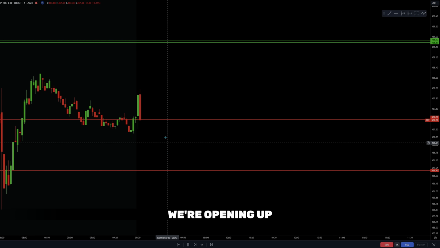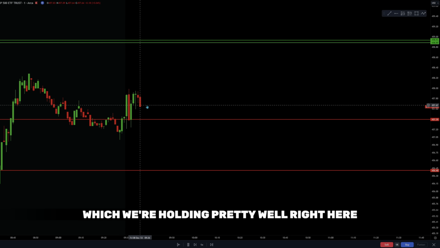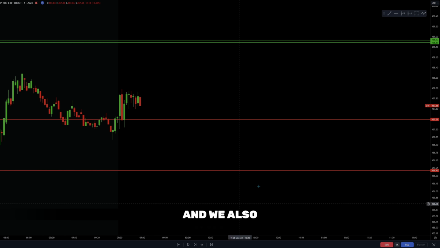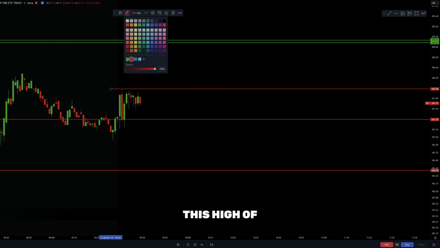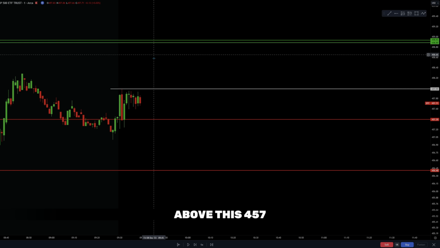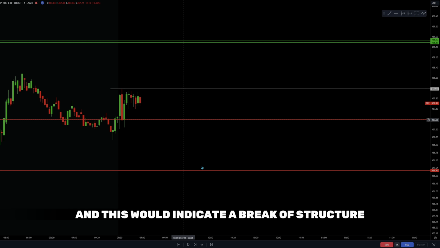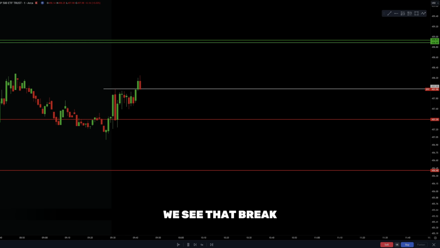So here we can see we're opening up on the stock. We're trying to hold this 457.39 level, which we're holding pretty well right here. And we also see this high of day. This high of day is currently being used as resistance. Therefore, we want to break above this 457.99 or 458 psychological level. And this would indicate a break of structure to, once again, the upside. Here we see that break.